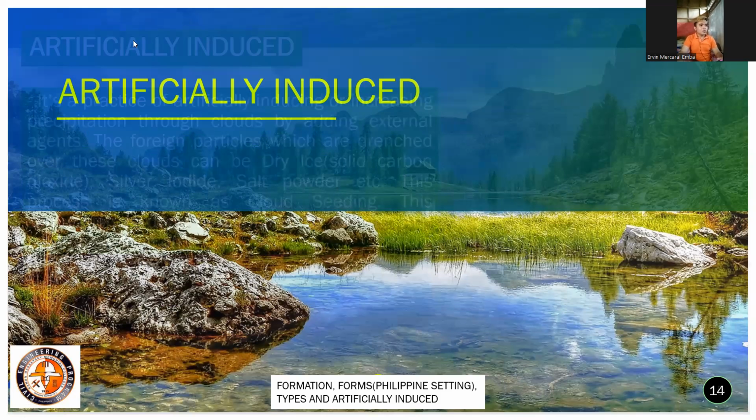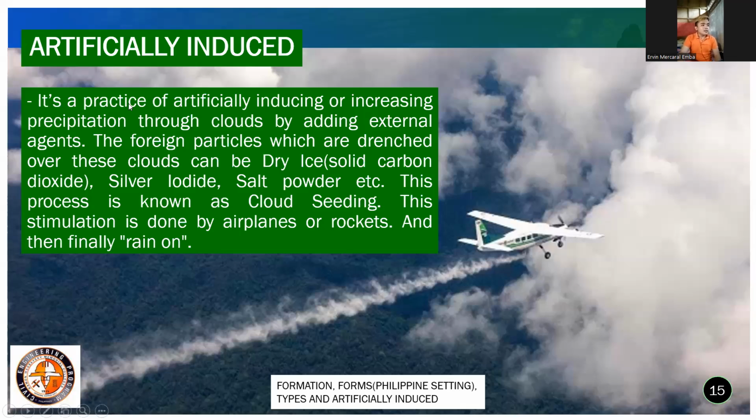Artificially induced. So what is artificially induced? It's a practice of artificially inducing or increasing precipitation through clouds by adding external agents. So basically, it is man-made weather. That makes sense because in some areas which experience drought, the people in that country will have this practice to make it rain.